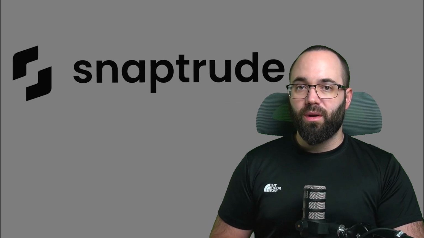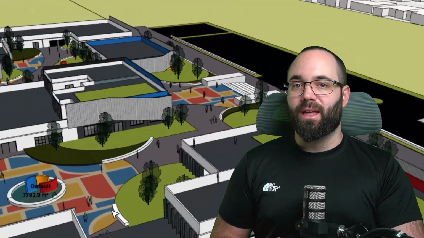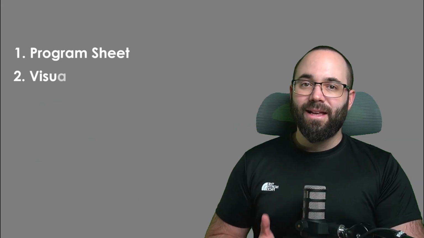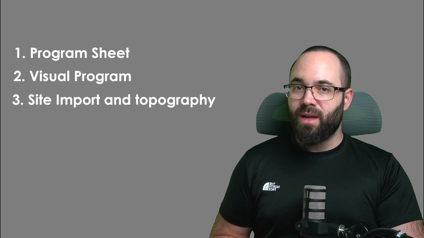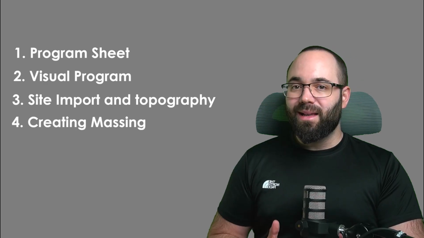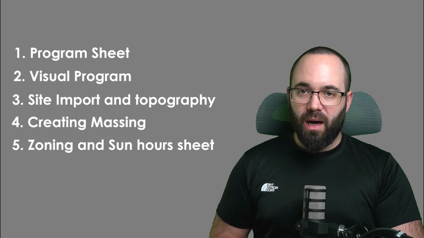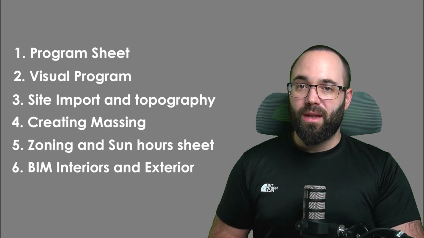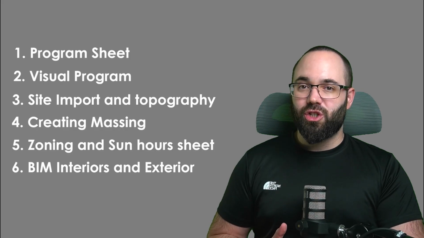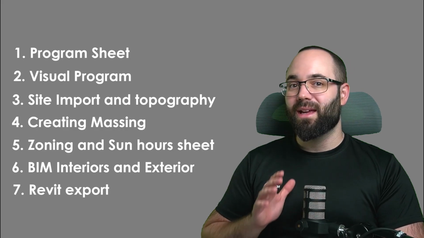In this video, I will be showing you the complete AI-powered workflow in Snaptrude. We will be creating a complete campus by creating a program, developing it, setting it up on a location, developing the layout, modeling the whole 3D BIM model, creating AI-powered renderings and complete documentation, and then exporting everything into Revit. Let's go.